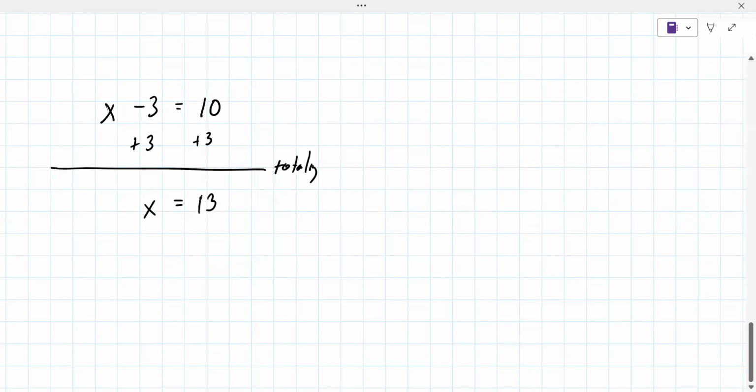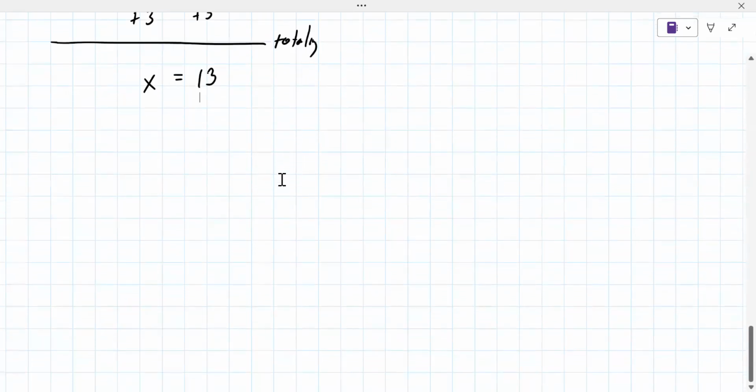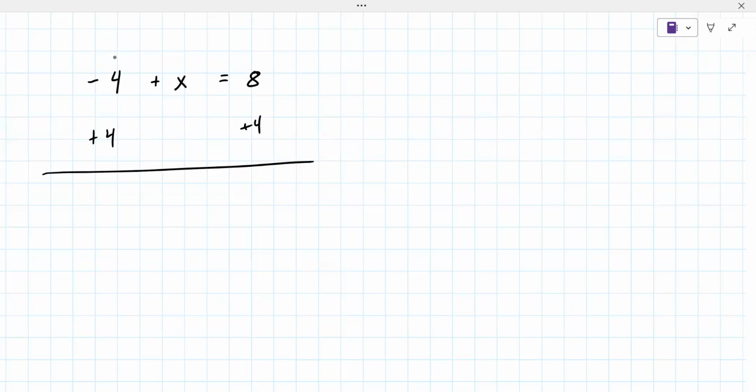Now, I want to only focus on addition and subtraction right now because there's other ways that these equations can be presented to you. For example, let's say it's minus 4 plus x equals 8. You want to treat this as subtraction. So how do you undo subtraction by 4? Well, you add 4 to both sides. Now it's 0 plus x equals 12.